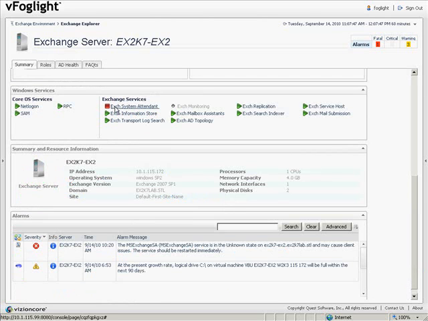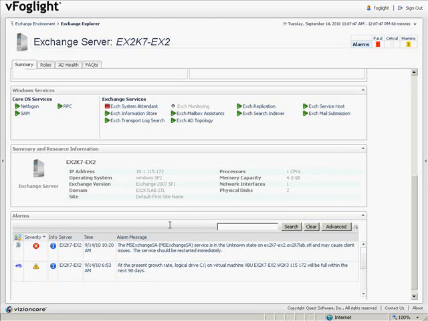In this example, Exchange system attendant is actually in a stopped state. Exchange monitoring is in an unknown state. And we can also see information about core OS services. The summary and resource utilization view gives us information about the IP address, the operating system, the Exchange version, the domain, and the site. You can also see information about capacity, CPU, memory, network, and physical disks.